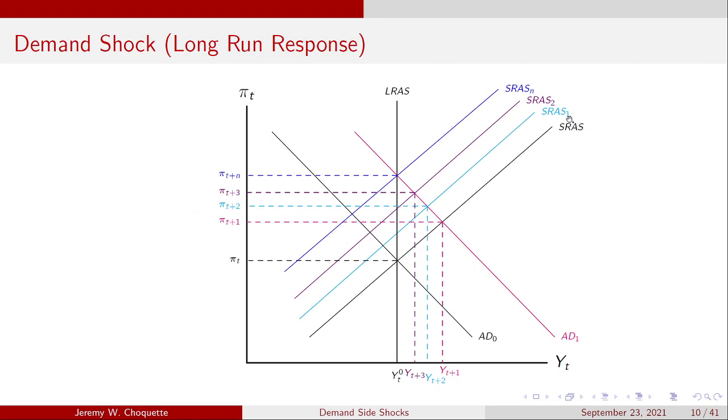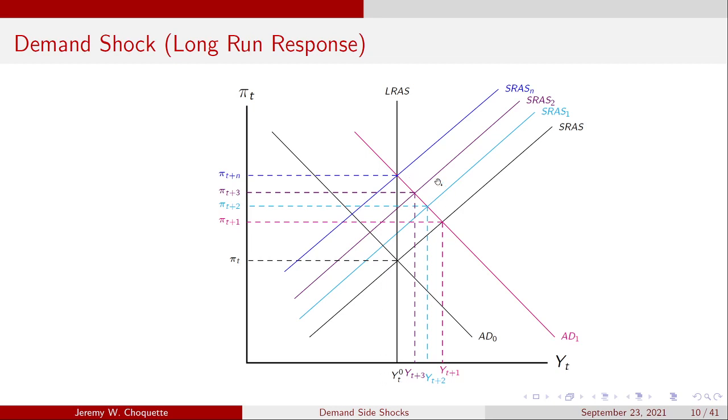So if you look at the subscript here, SRAS 1, 2, 3 around here, 4, 5, whatever, all the way up to N, right? For N movements of the short run aggregate supply back to where it crosses aggregate demand 1 and the long run aggregate supply. And we end up at a long run equilibrium of pi t plus n, for n periods after the shock, however many periods it takes to return back to its steady state, and the original level of output we had, y_t superscript 0.